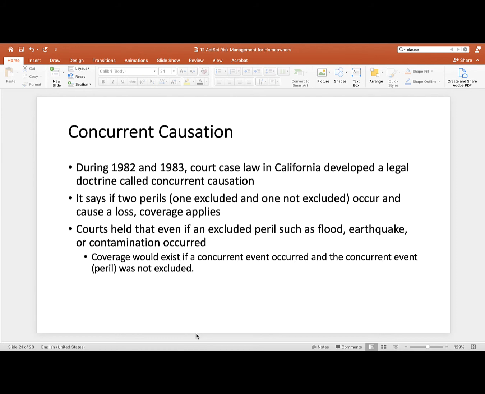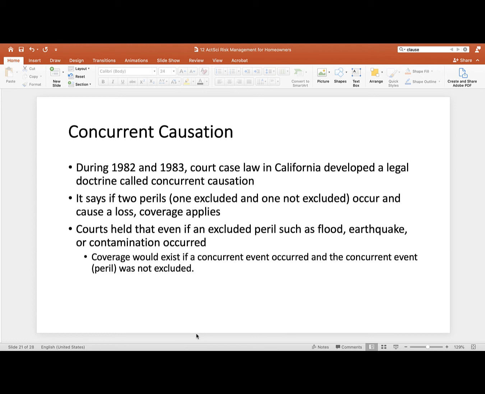Concurrent causation. Back in the 80s in California, they developed some legal doctrine called concurrent causation. And basically it says that if there's two perils, and one of them is a covered loss and one of them is not, so one of them you're actually covered for and the other one you're specifically not, if they occur together or concurrently, then the insurer has to actually pay you for the loss caused by both of them.